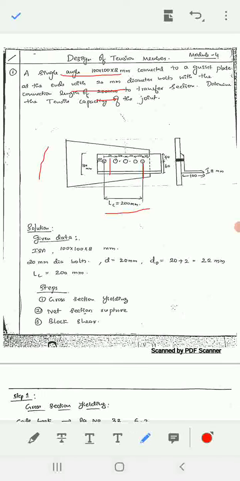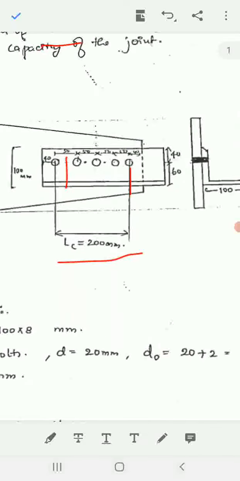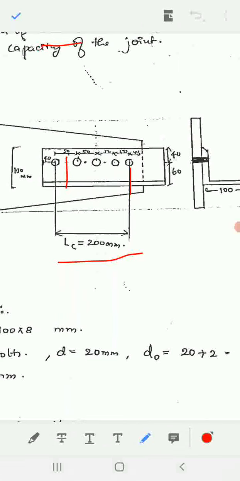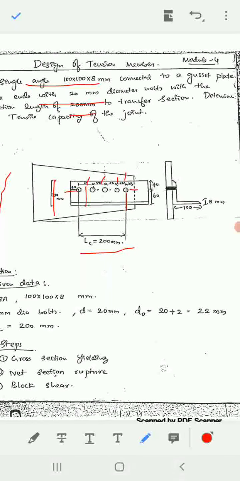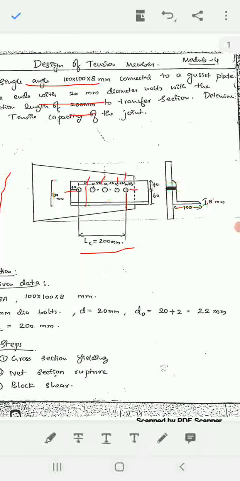And the values of pitch and edge: pitch is 50 here, and edge is this edge and this edge, that is 40 mm. And total is how we got 100 mm, because it is given 100 into 100 into 8 mm, that is total 100 mm, and the thickness is 8 mm. The leg at the bottom is 100. This is the bolted connection, showing black shaded, that is the bolted connections.